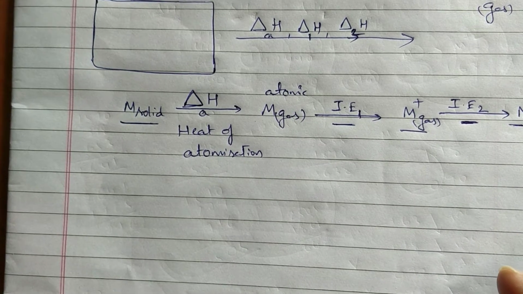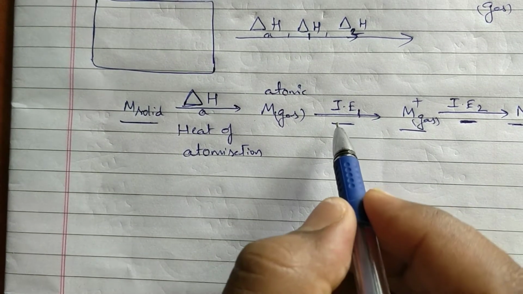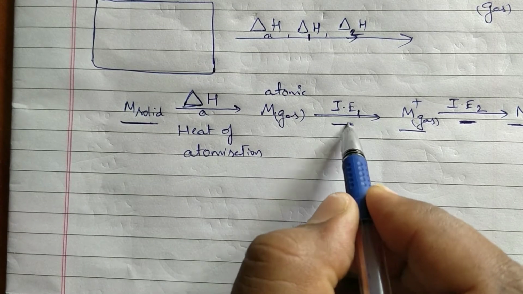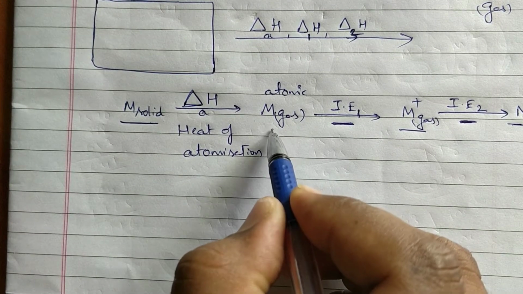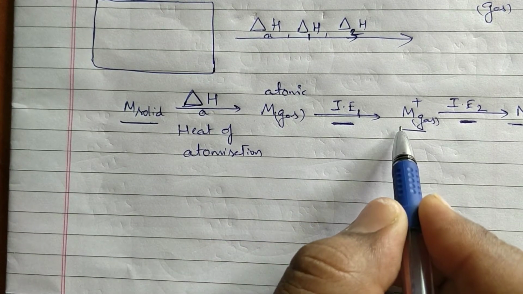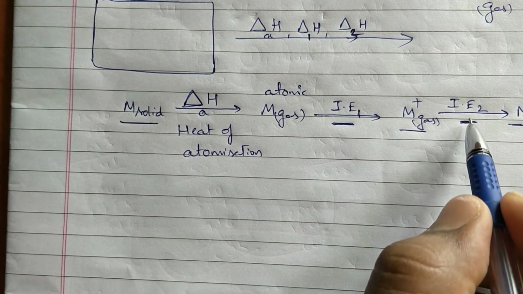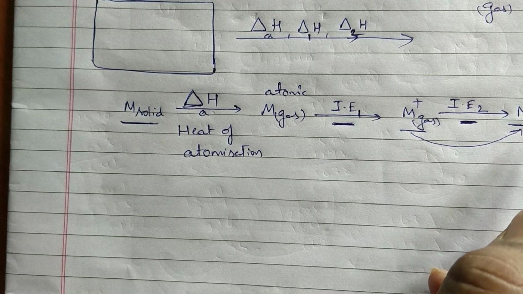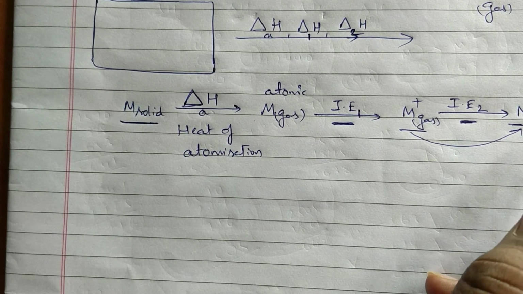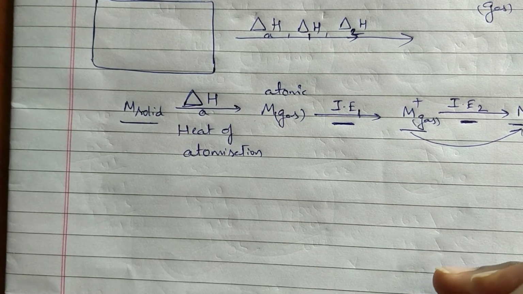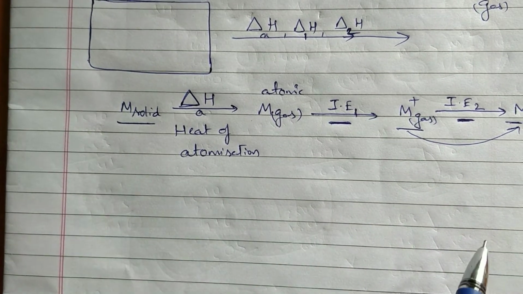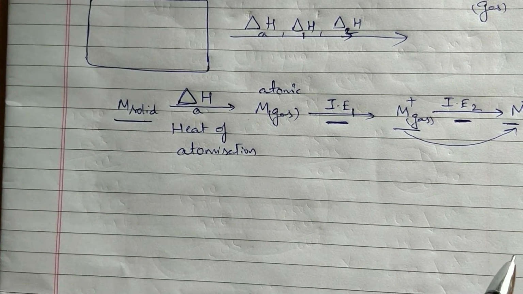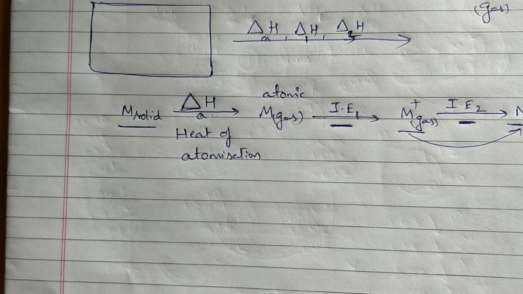Like that, by the absorption of first ionization energy, a neutral atom is converted to M plus, the unipositive ion. By the absorption of second ionization energy, M plus is converted to M plus 2. By the absorption of ionization energy 3, M plus 2 will be converted to M plus 3. Like that, it keeps on going according to the stability of the atoms and ions.